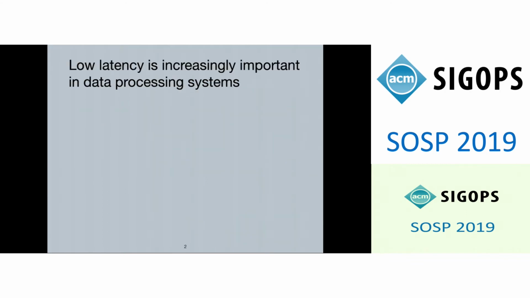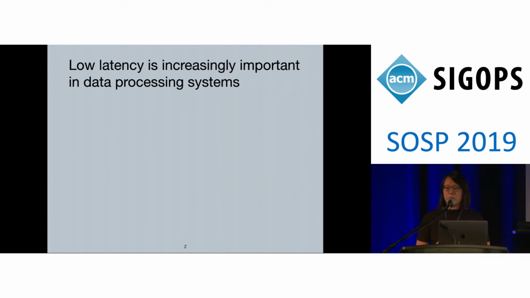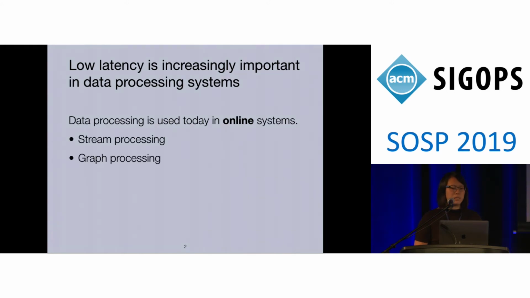So low latency today is becoming increasingly important in data processing, and that's because data processing is being deployed more and more in online systems. We're seeing it being used to power decisions that affect the outside world in application domains ranging from stream processing to graph processing to control systems.